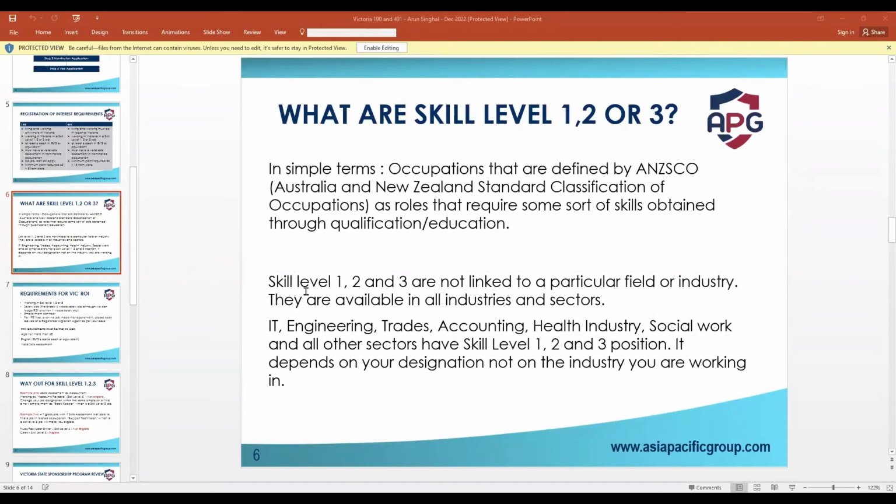It is a skilled visa. 189, 190, 491 are for skilled people. If someone is a civil engineer and working as an Uber driver, even if they are eligible, they will not be invited, because the government's motive is not getting fulfilled. They are not meeting the skill gap. So if there is no one else to invite, then only will they invite these people. Obviously.